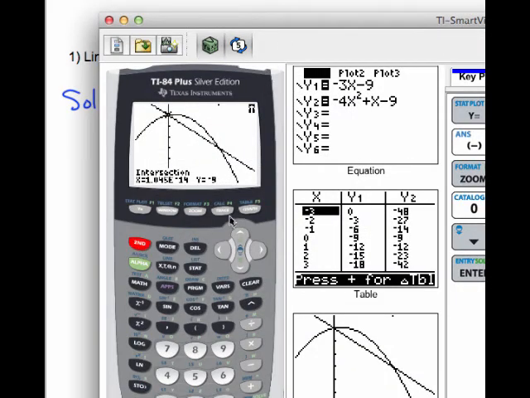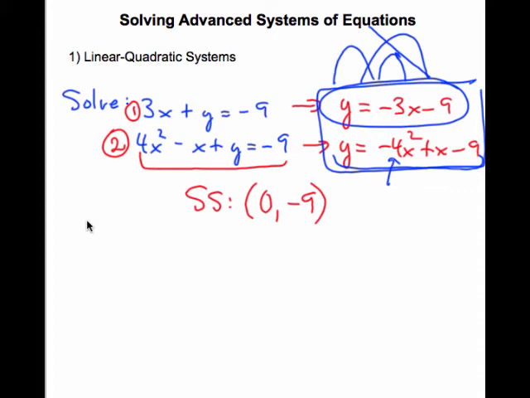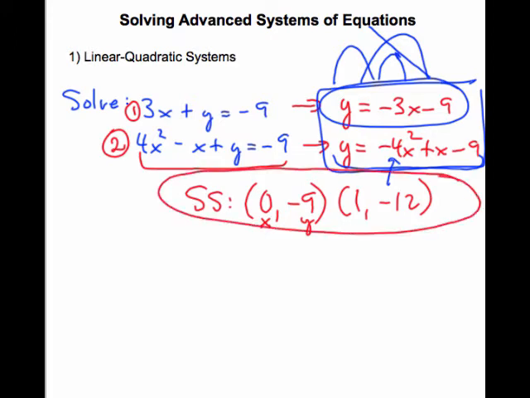Now to get the other point of intersection, I'm going to do second function calculate again, number 5 intersect, first curve, second curve, and then guess. I want to move my cursor closest to the other point of intersection, and then press enter. It's turning out to be a nice integral value. 1, negative 12 is the point of intersection. So two solutions. If I plug x and y into either equation, both equations will be satisfied. Both sides will balance out. And so there's my solution found graphically.